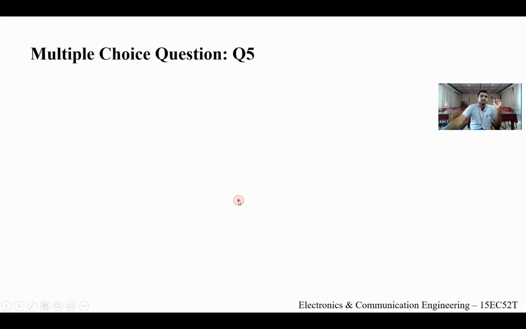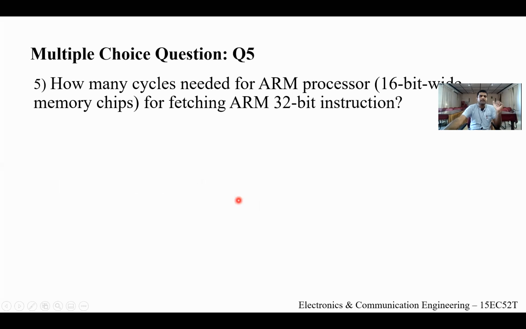Next question, how many cycles are needed for an ARM processor with a 16-bit memory chip for fetching an ARM 32-bit instruction? Here we are using 16-bit wide memory. Therefore, how many cycles are needed? Option A 1, option B 2, option C 3, option D 4. 32-bit instruction and 16-bit wide. 32 divided by 16, that is 2. 2 cycles are needed to fetch the instruction. Answer is B, 2.